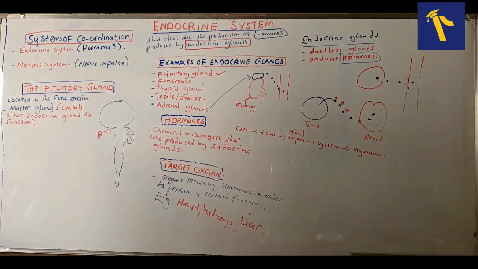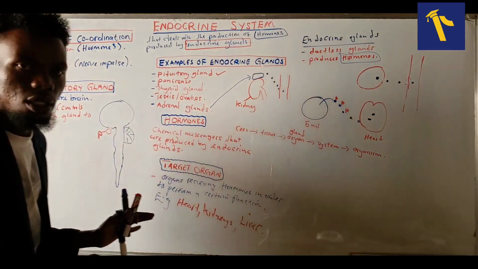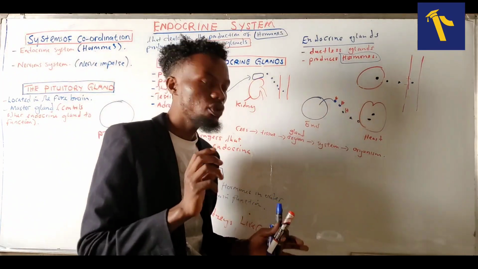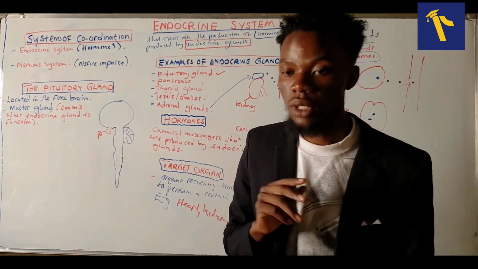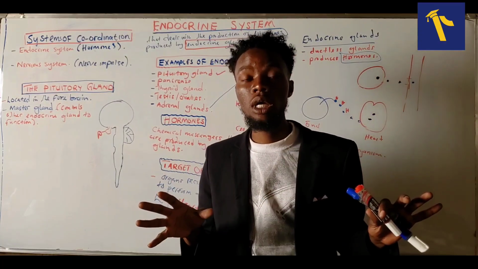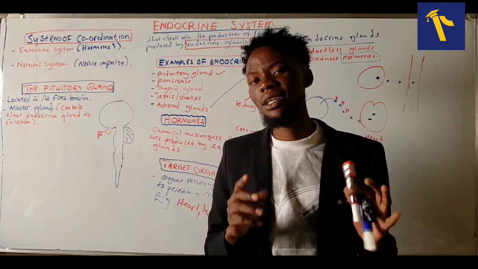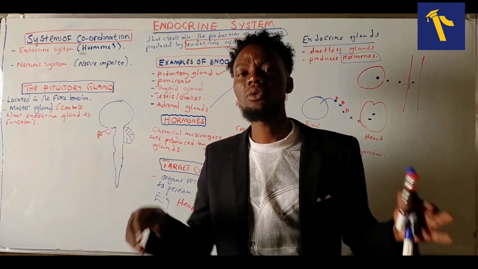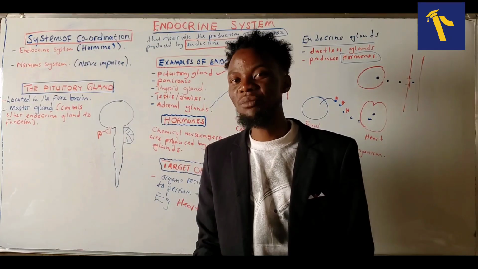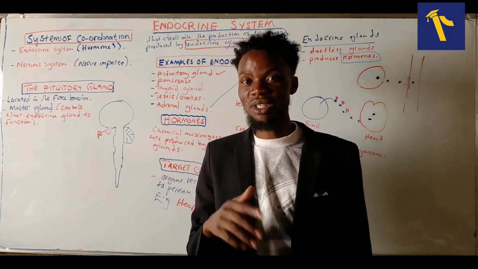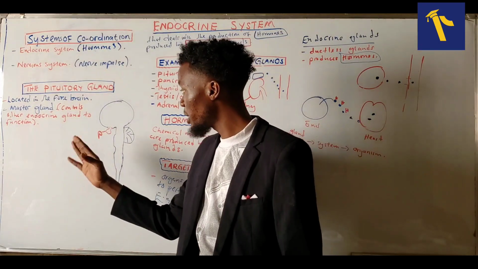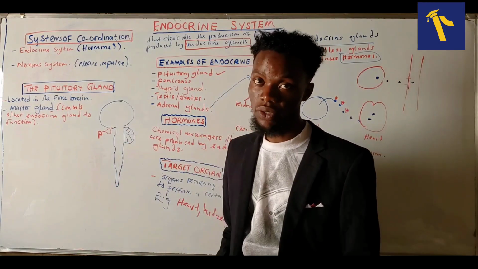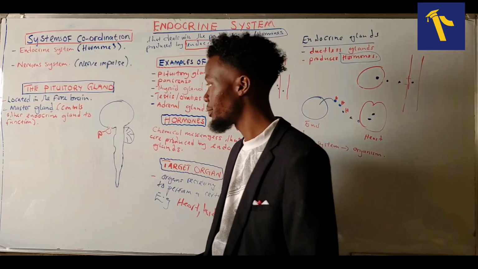Very, very important. Now the other important thing is, what are the good examples of hormones produced by the pituitary gland? There are a lot of hormones produced by the pituitary gland. That's also a reason it's called the master gland, because it produces a lot of hormones. But I'm not saying you should say it's because it produces a lot of hormones. No, you say the reason it's called the master gland is because it controls other endocrine glands to function.